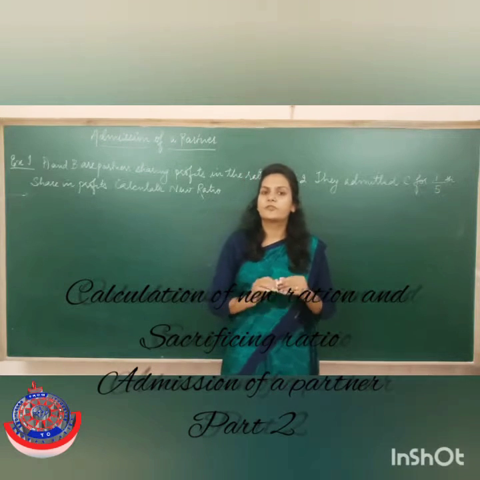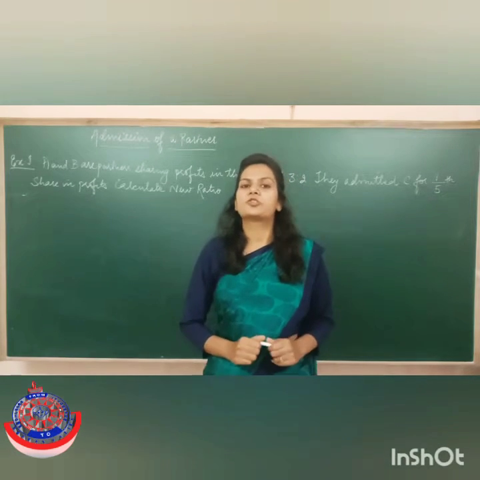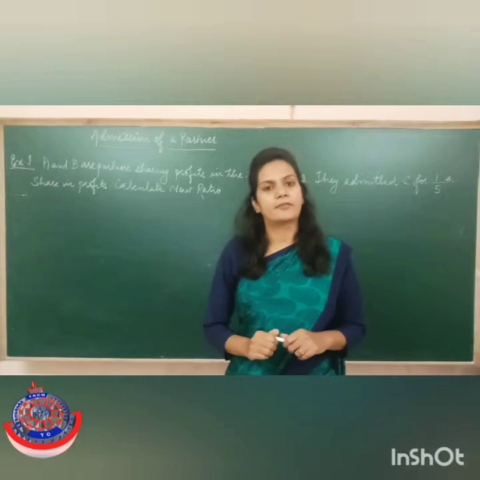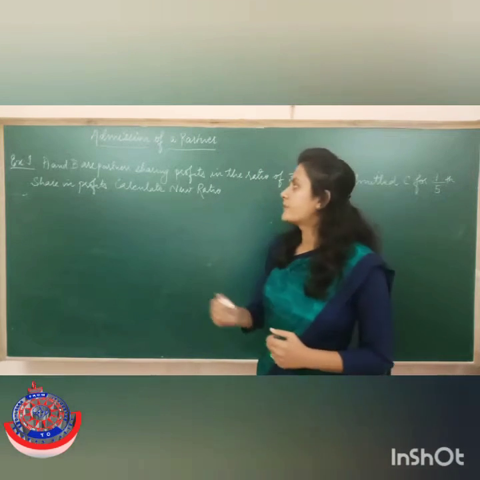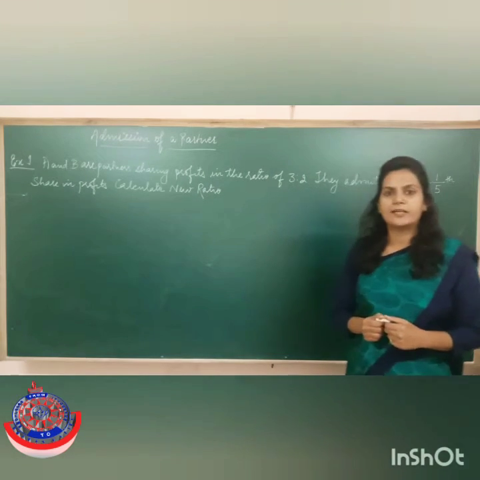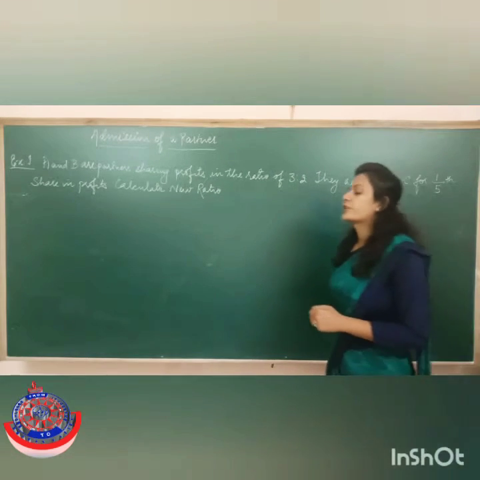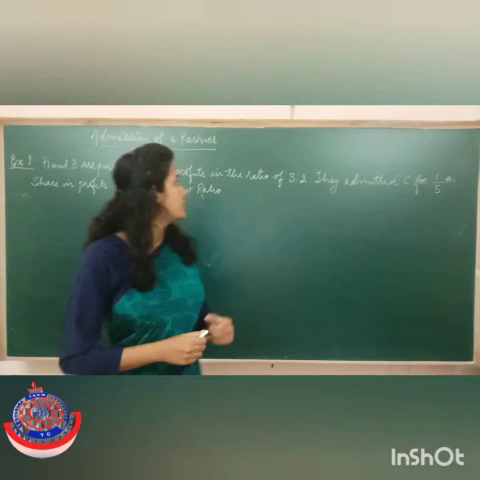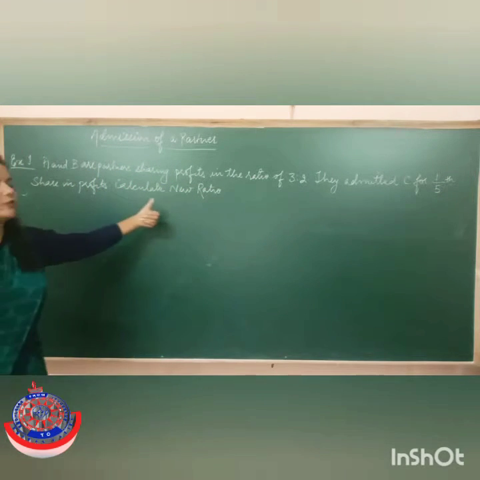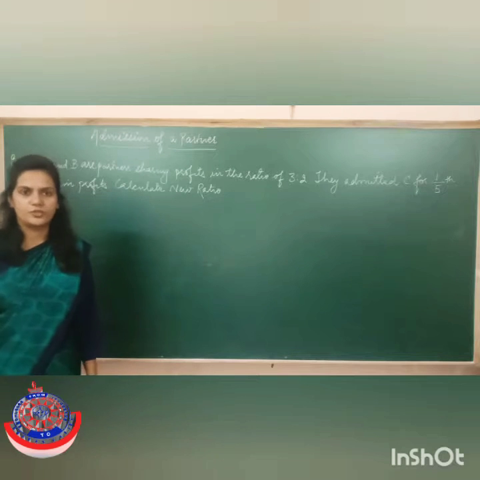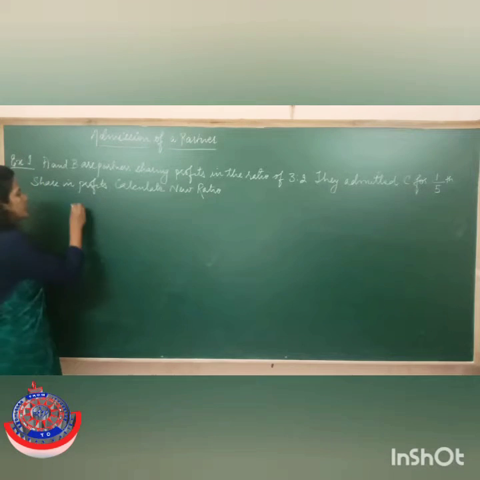Now let's start with the first step, that is the calculation of new profit sharing ratio and sacrificing ratio. There are 3 to 4 cases in this topic. So let's begin with the first and the most simpler case. That is A and B are sharing profits and losses in the ratio of 3:2. They admitted C for 1/5 share in profits. So calculate the new profit sharing ratio. So see how it is to be done.